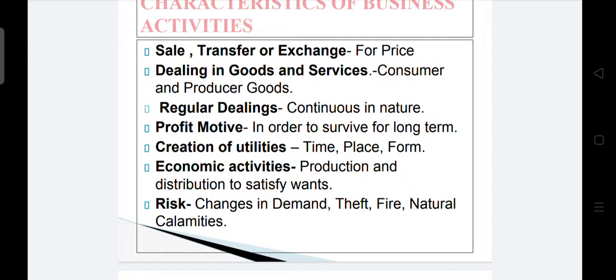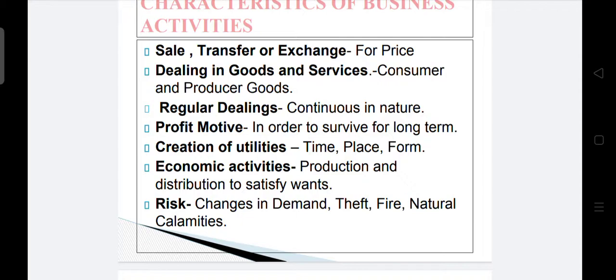Profit motive. It is to earn money and wealth. The profit motive is to earn money and wealth by selling goods and giving services.